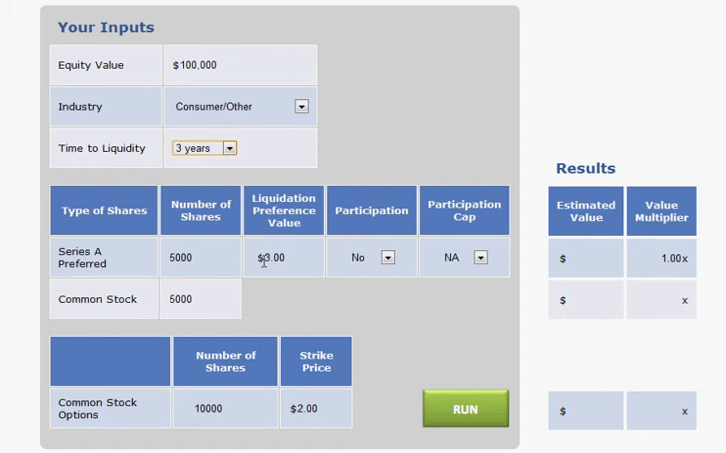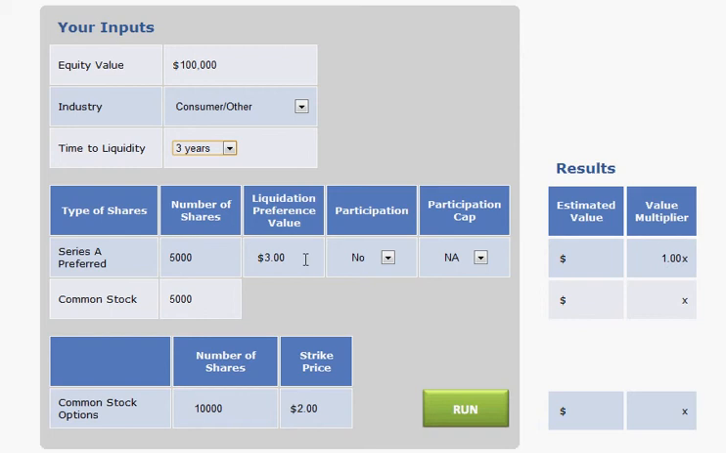For preferred shares, liquidation preference is the first input that goes in there. Liquidation preference, typically, it's the price that investors pay for their preferred shares. It is also the amount of money that they are guaranteed to receive before common stockholders receive any kind of distribution from this company.